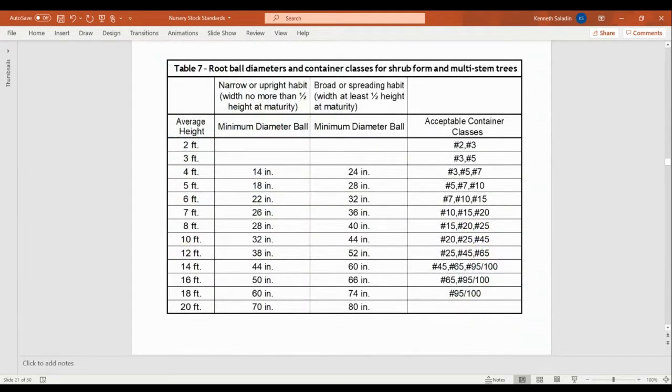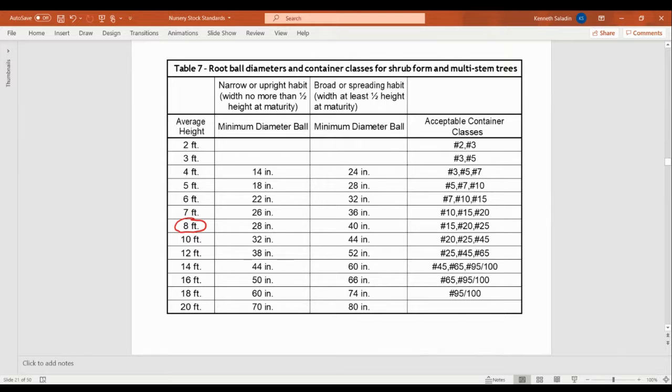Okay, here's the grading scale for the multiple stemmed or multi-stemmed trees. Again, there's all sorts of information that we can glean by looking at this table. Let's pretend that we're looking at something in the 8-foot grade. That's right here. The next column to the right says minimum ball diameter, and then the next one over also says minimum ball diameter.